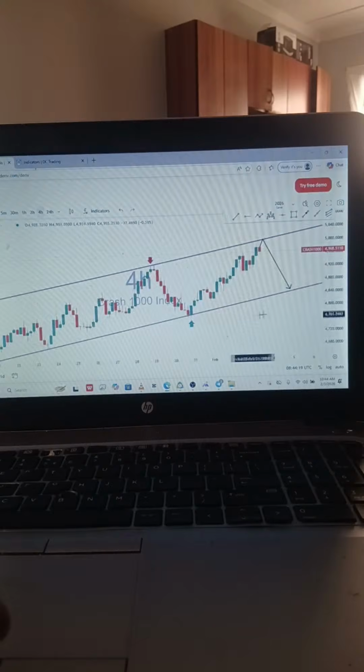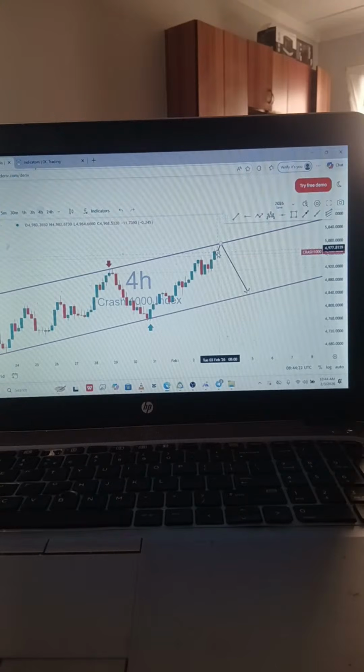So what really works for me when it comes to Boom and Crash, I'm going to give you 3 things. The first one is price action, basic price action, where we draw our support and resistance.